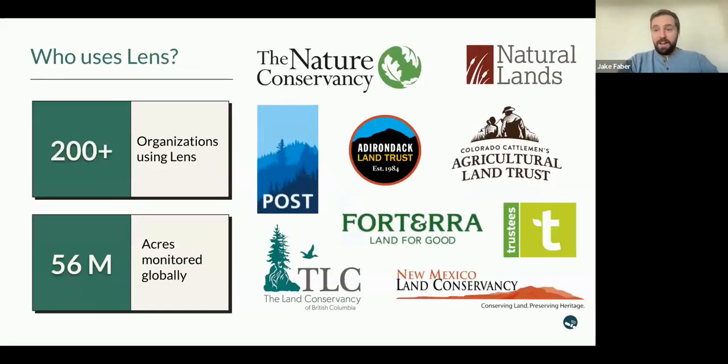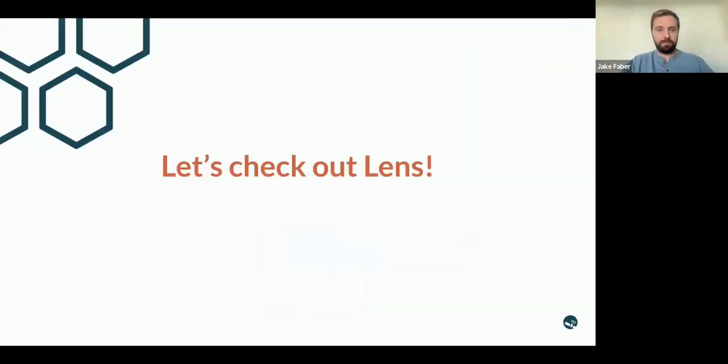So again, we've got a number of different partners that we work with who have been using Lens for a number of years now. We have anyone from the Nature Conservancy to a number of smaller regional or even local land trusts. In total, we've got more than 200 different land trusts alone that are using this, and they monitor more than 56 million acres globally. So quite a big footprint just for that community that we work with.